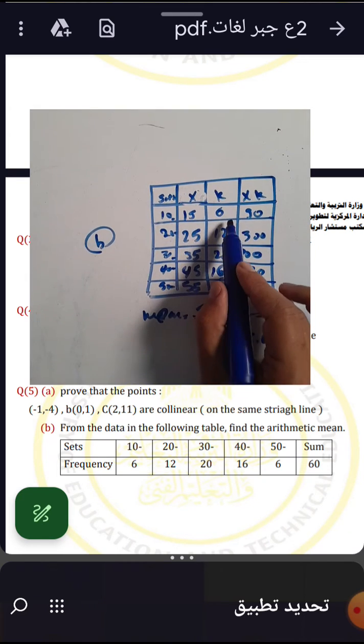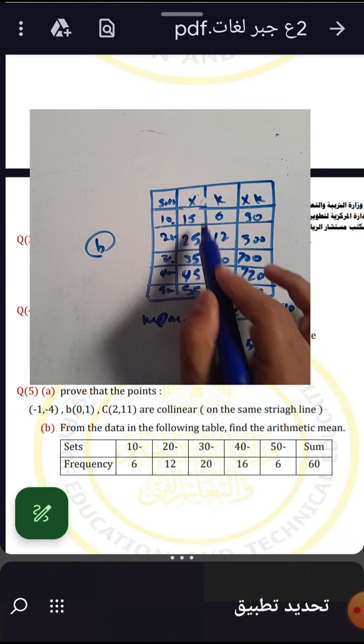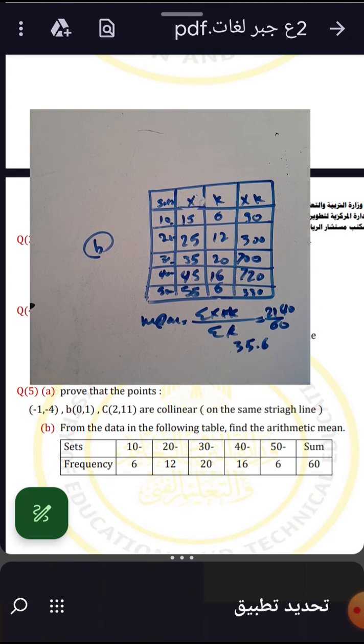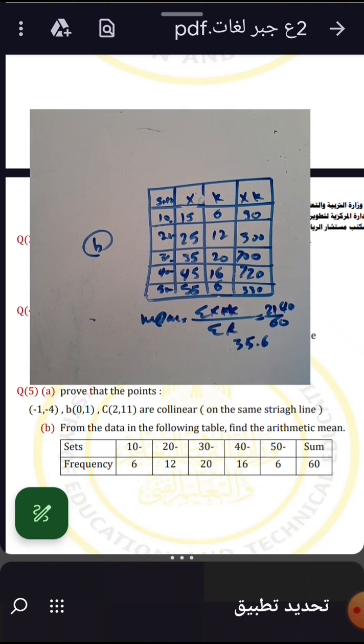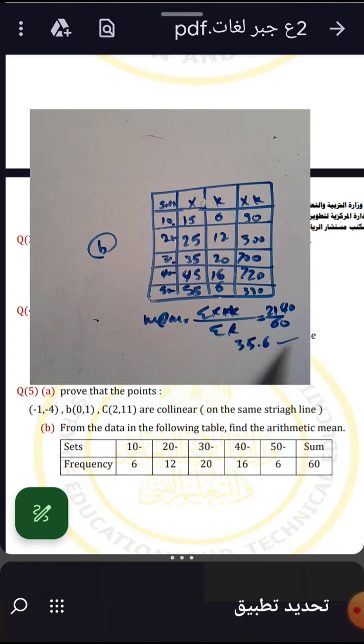Again, we have 6, 12, 20, 16 and 6, 15, 25, 35, 45, 45 times 16. Okay, it's the result of this example.